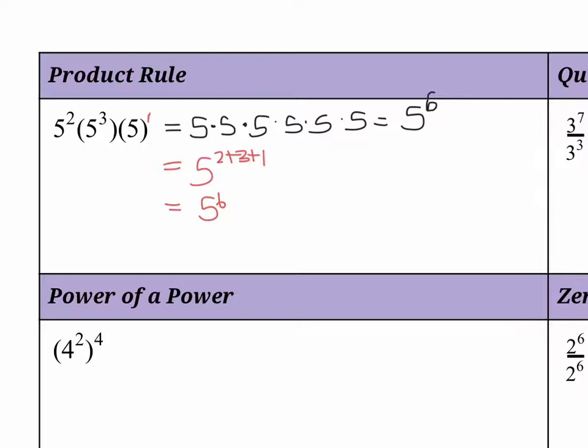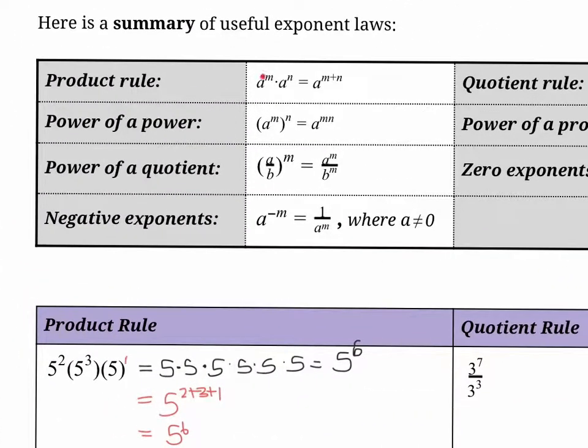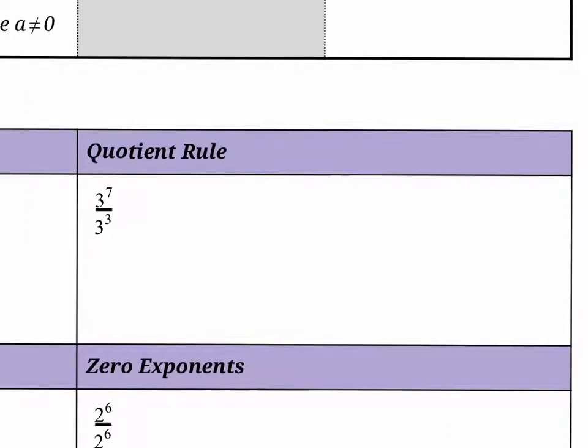So that's our first rule. Our first rule is called the product rule, and this is how it's written. If we have something with the same base multiplying together, we can combine it into one term by just adding those exponents together. Let's take a look at another rule here.